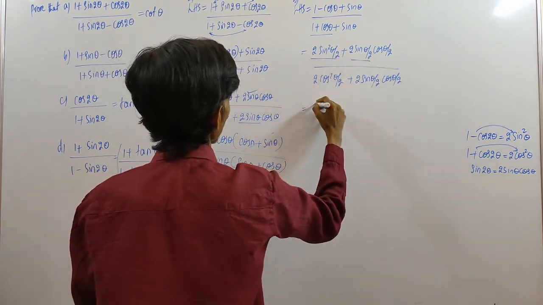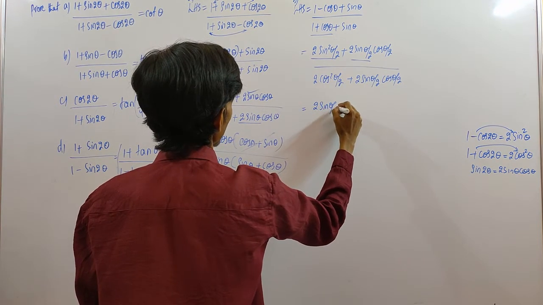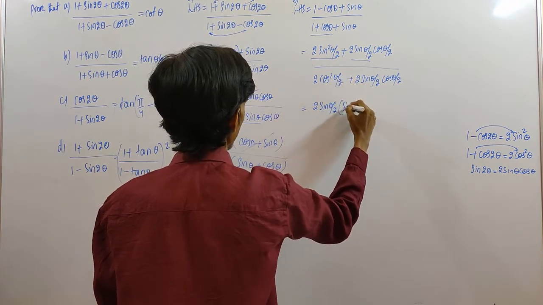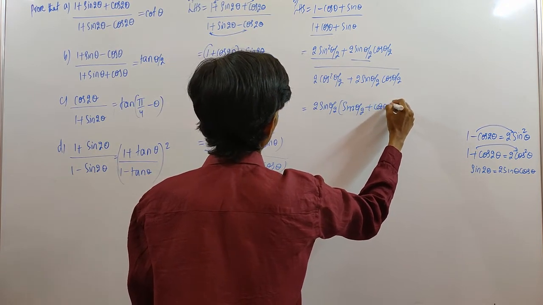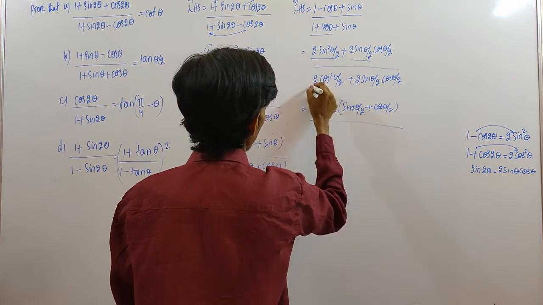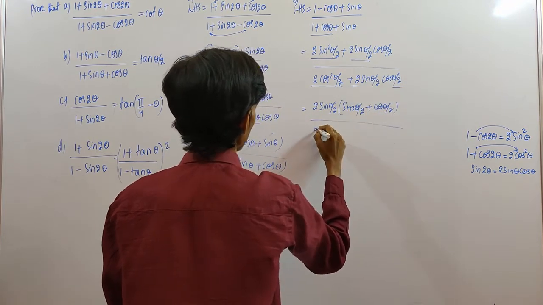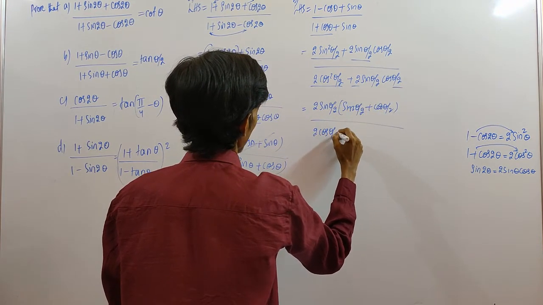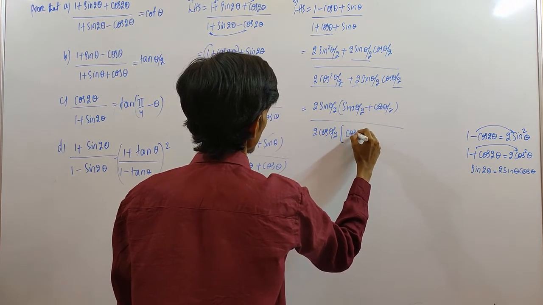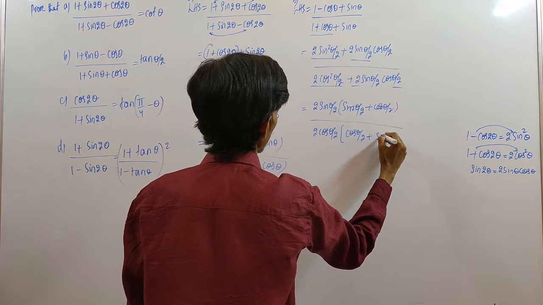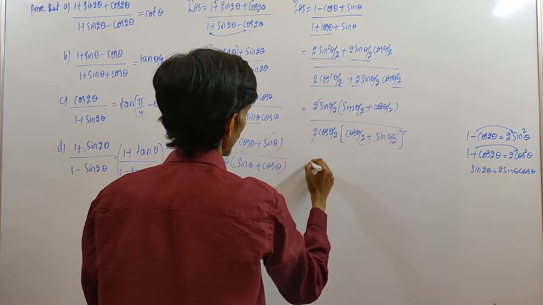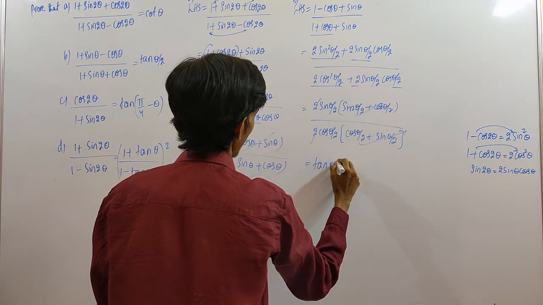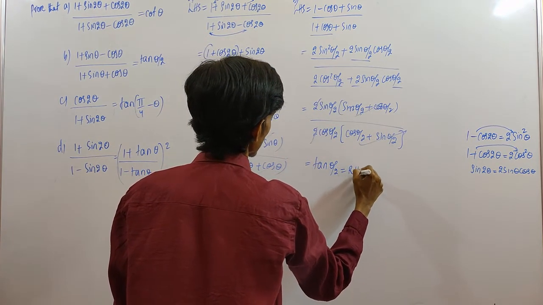Take these two common: 2 sin theta by 2 common, with one more term inside, sin theta by 2 plus cos theta by 2. Take 2 cos theta by 2 common, with cos theta by 2 plus sin theta by 2. These two will get cancelled. We have tan theta by 2, that is the RHS.